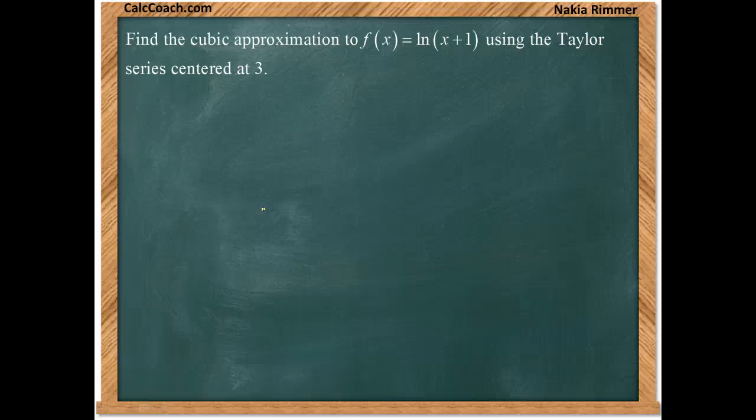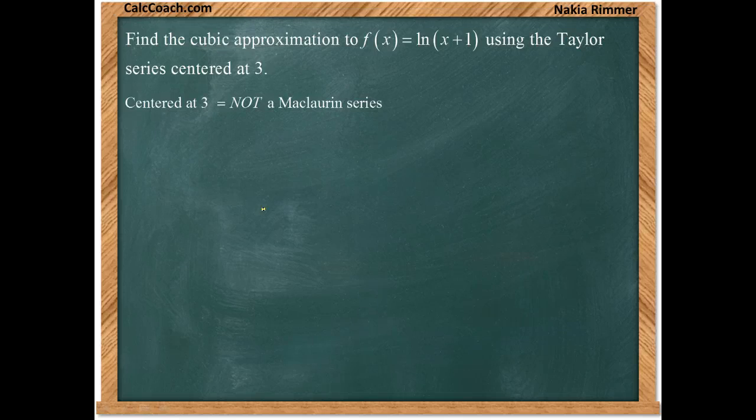Find the cubic approximation of the function f of x equals the natural log of x plus 1 using the Taylor series centered at 3. Because we're centered at 3, this is not a Maclaurin series, so we can't use the series that's on our table of power series. We have to go from scratch and take the function and its derivatives.